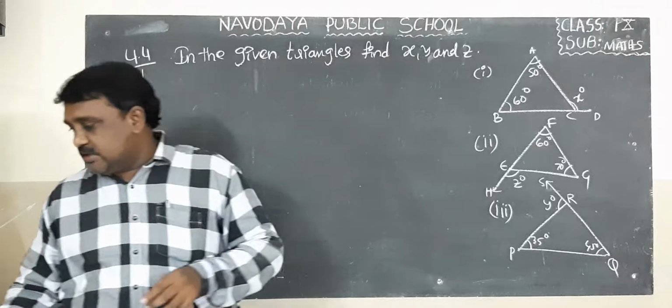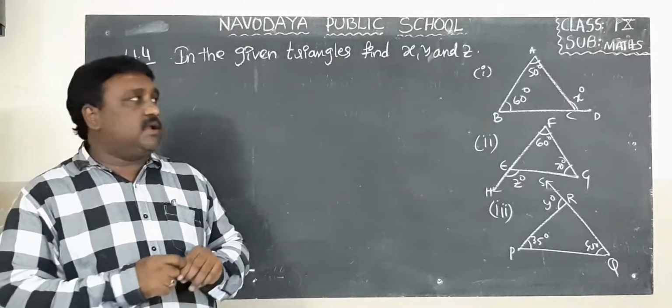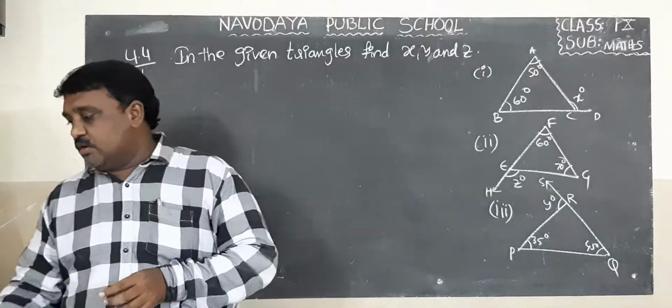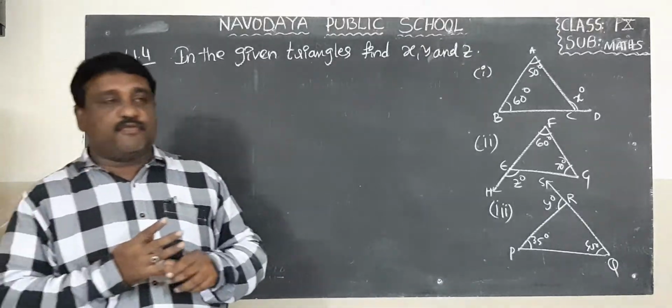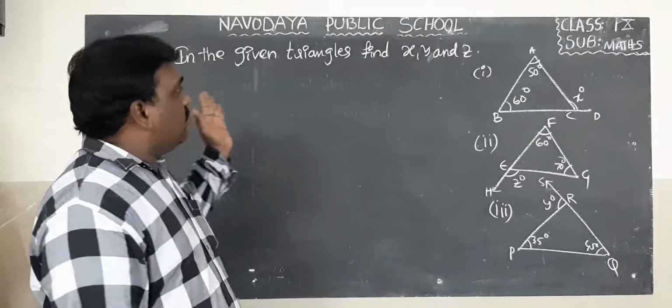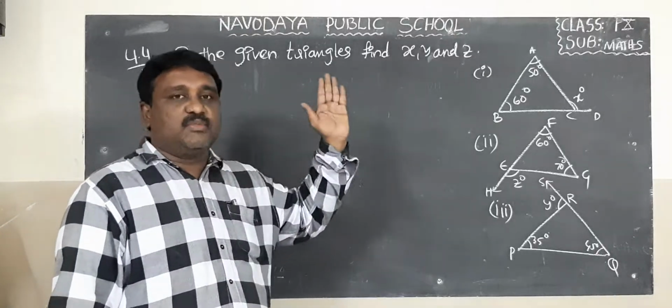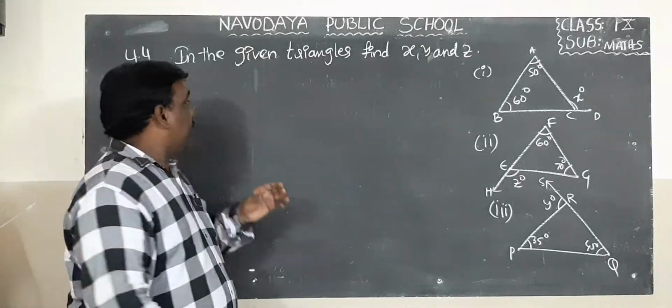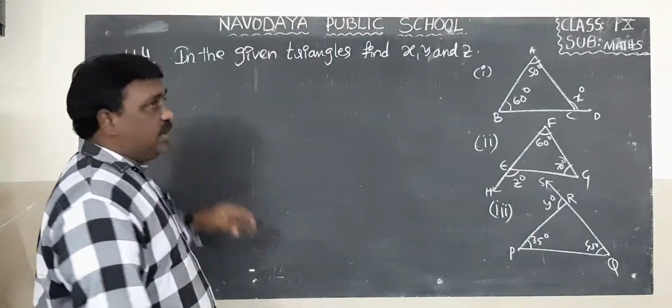In the last class, exercise 4.3 was completed. Now today we will start exercise 4.4. Write down the first problem in exercise 4.4, and three diagrams are there. Okay? So write the problem and draw all three diagrams neatly. Okay? So problem number 1 in 4.4.